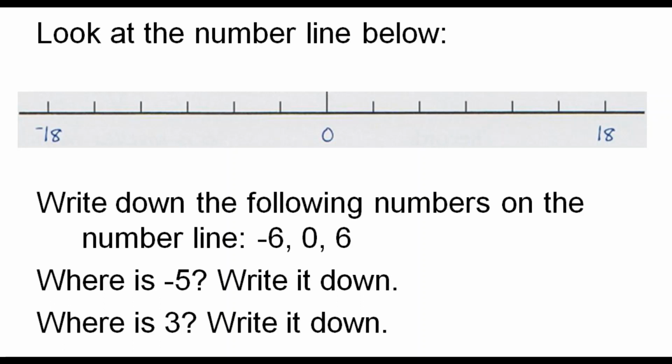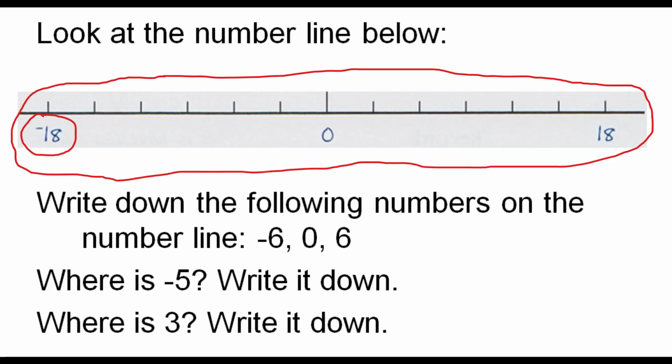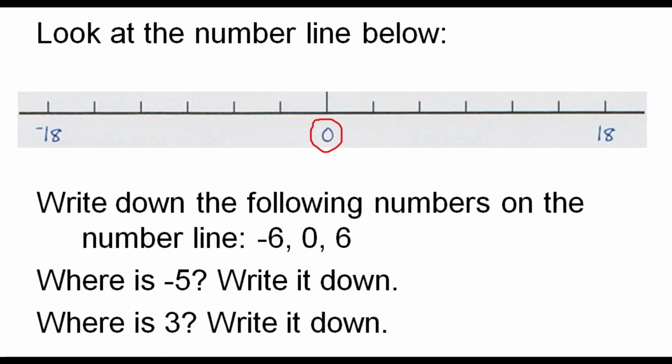Okay, so now let's go ahead and take a look at this number line here, and the directions say look at the number line below. So here it is. Here's negative 18, I've got 0 in the middle, and then I've got positive 18 on the far right. It says to write down the following numbers on the number line. So we've got negative 6, 0, and 6. We have to determine where these numbers will go.